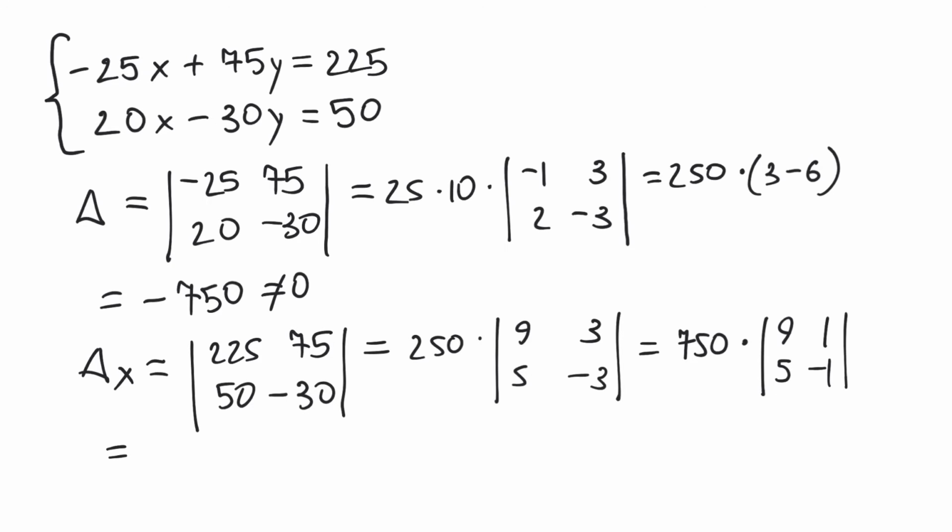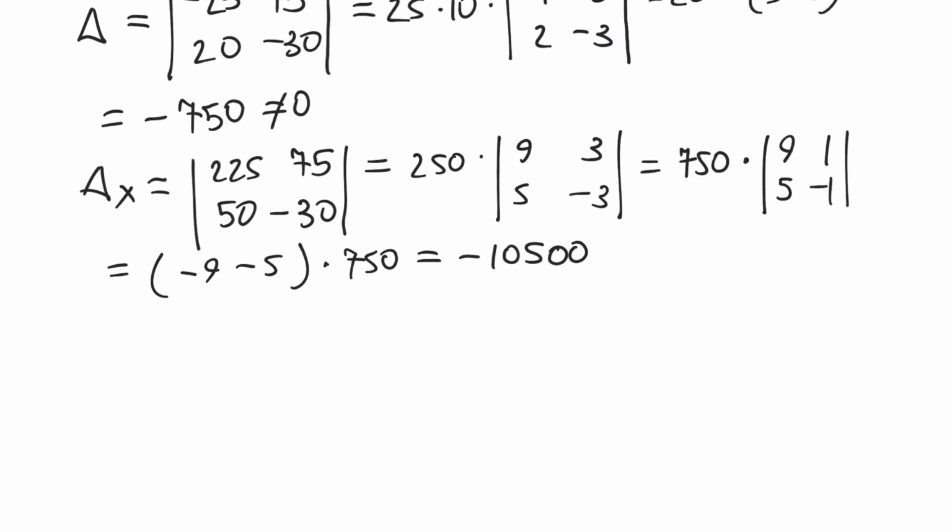And that equals negative 9 minus 5 times 750. And that's negative 14 times 750. And if you calculate that, that should be equal to negative 10,500.